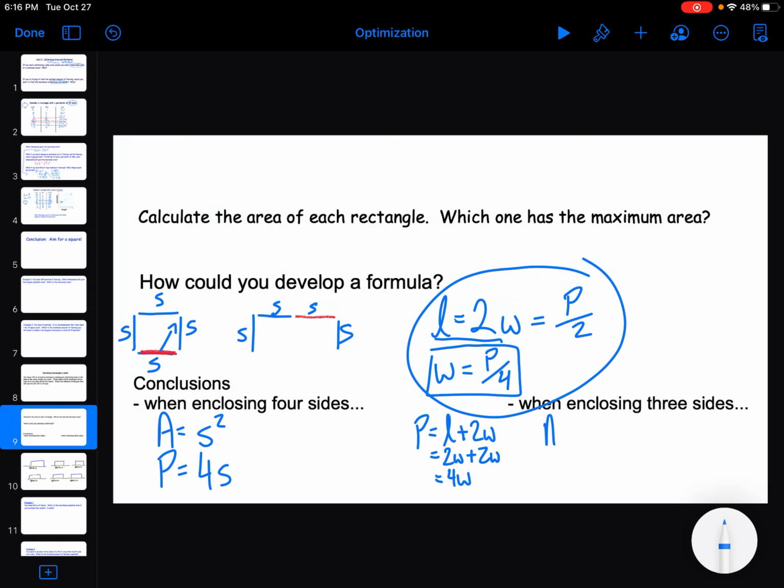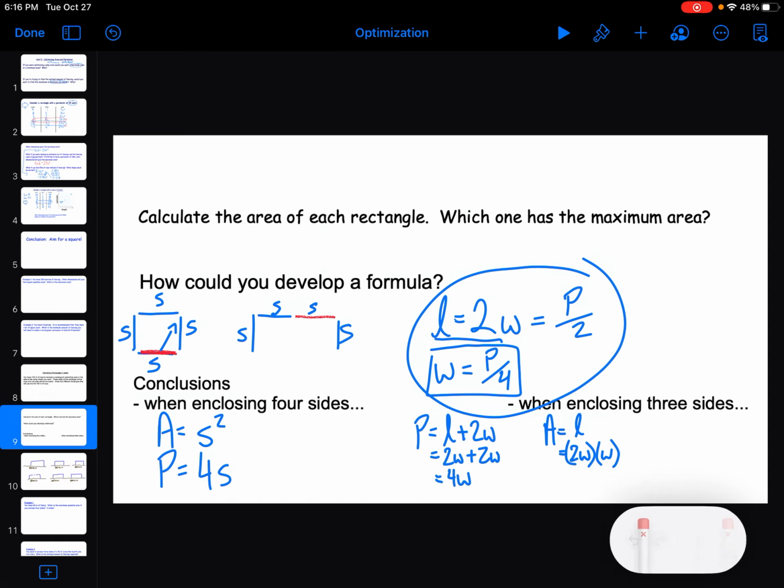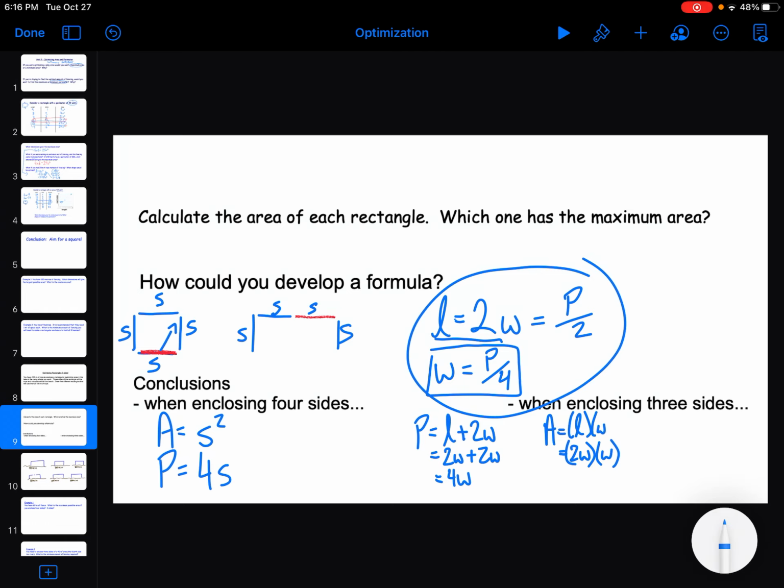Okay, now the area is a little bit different. The area is going to be equal to the length times the width. Well, we know the length is 2w. I tell you guys all the time not to use the x, and then I go ahead and do it anyway. So let's change that. We've got length times width. So this is going to be 2w squared is going to give us our area.